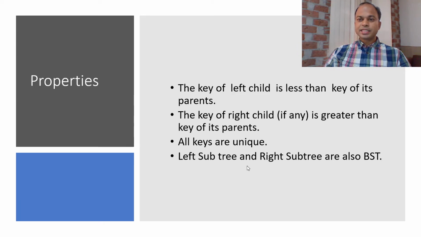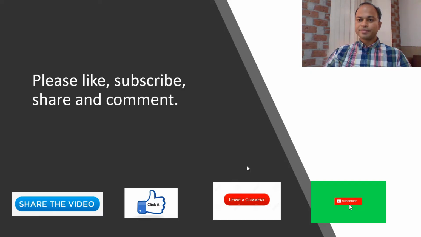Initially, I am presenting the properties of the binary search tree. First property is key of left child is lesser than key of its parent. Property number 2, key of right child is greater than key of its parent. All keys are unique. And fourth property is left subtree and right subtree are also binary search tree.